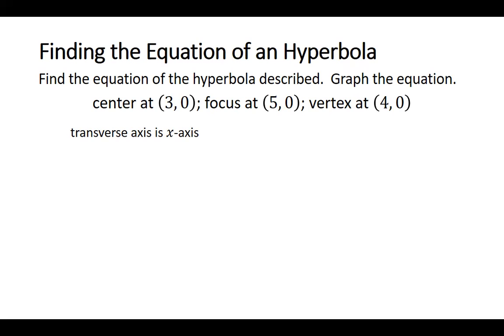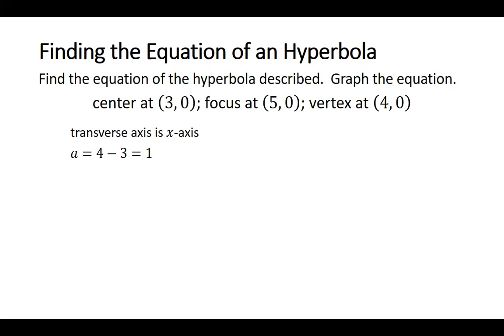So the transverse axis is the x-axis. If we had 3, 1, 5, 1, 4, 1, then the transverse axis would have been parallel to the x-axis, and it would have been at y equal to 1. But it worked out nicely here. The transverse axis is the x-axis. Okay, so now let's find some of our values. Our center is at 3, 0. Our vertex is at 4, 0. So the distance between those is going to give us A. So A is equal to 4 minus 3, or 1.